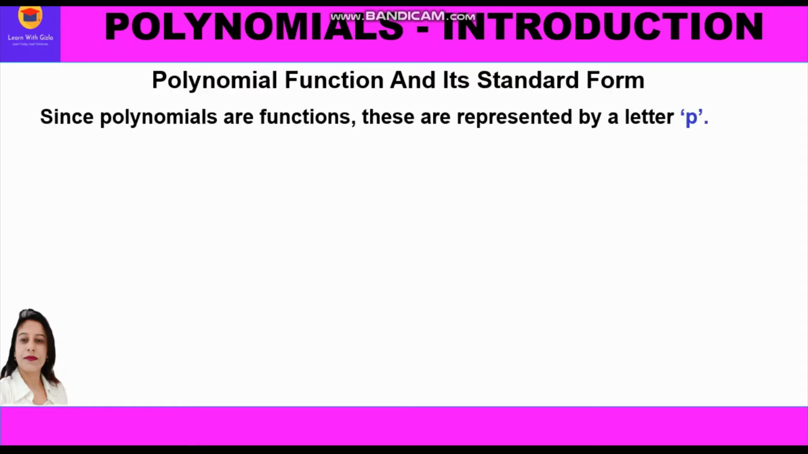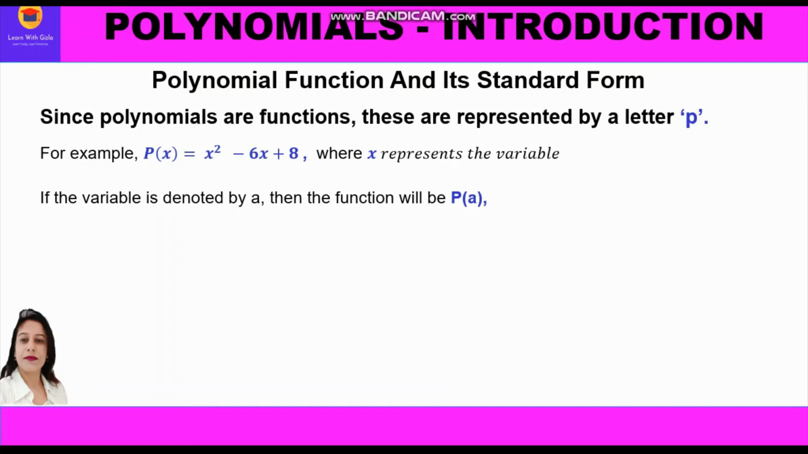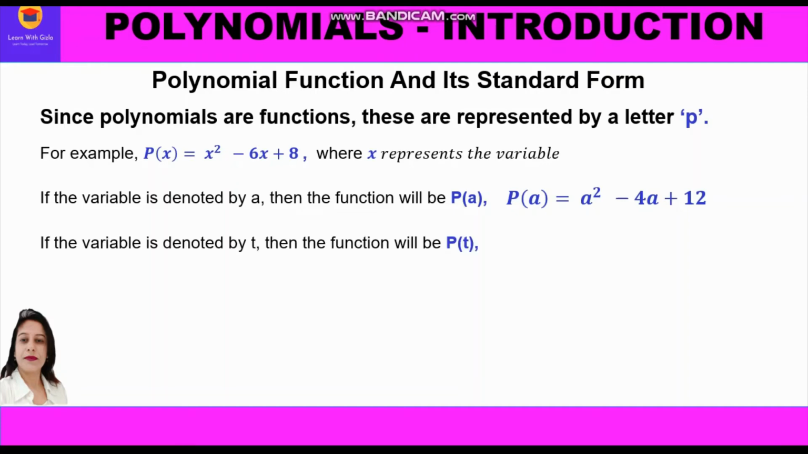Now we shall study polynomial as a function. Since polynomials are functions, these are represented by a letter p. For example, p of x is equal to x square minus 6x plus 8, where x represents the variable. If a variable is denoted by a, then the function will be p of a. We can have a square minus 4a plus 12 as an example of a polynomial in a. Then if the variable is t, the function will be p of t, and we can have any polynomial with t as variable, that is t cube minus 7t plus 20.